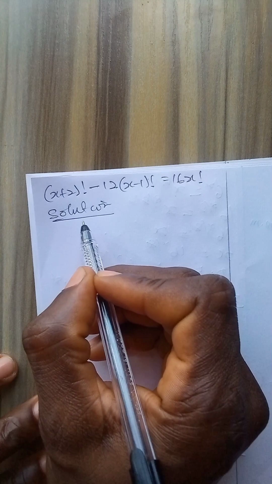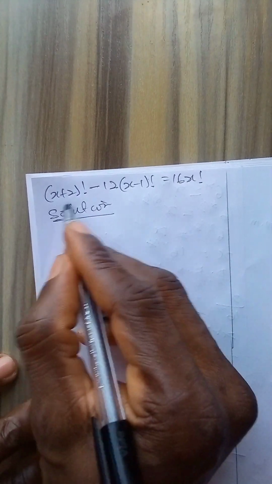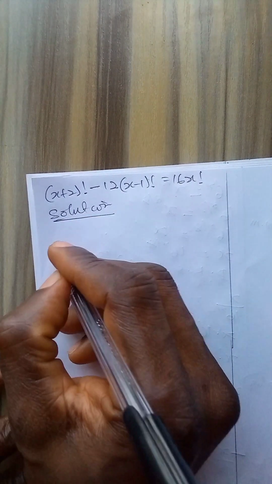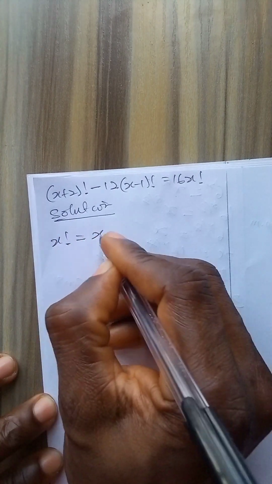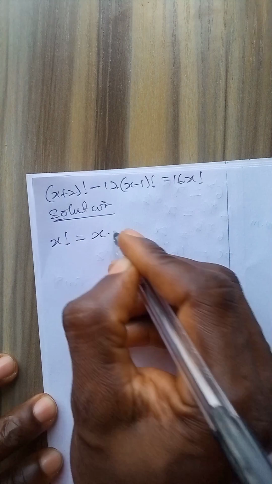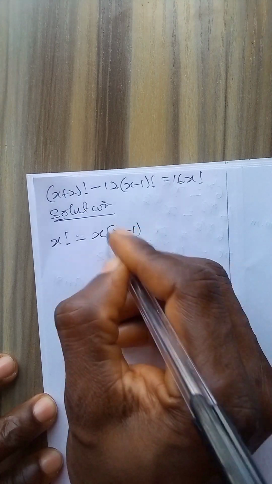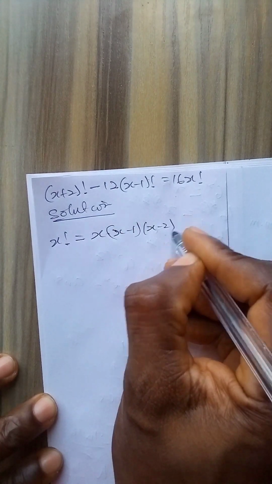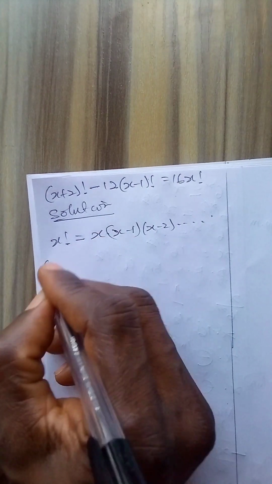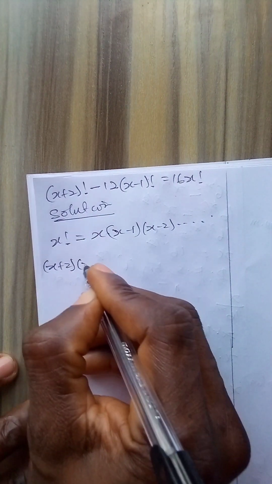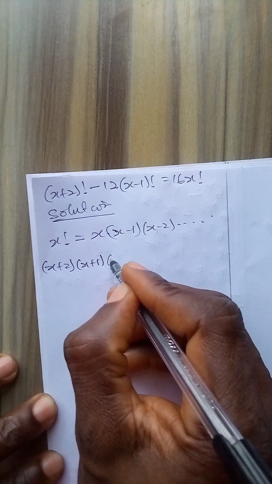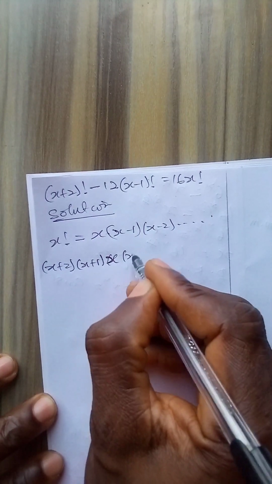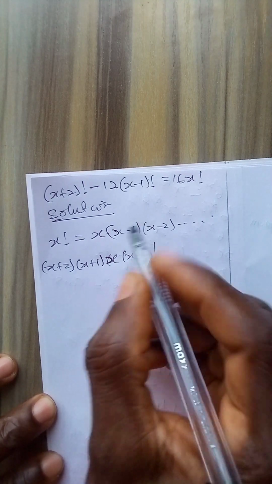Let us now solve this problem. But what do we know about the factorial? If I have x factorial, it is the same thing as x times (x minus 1) times (x minus 2). This part becomes (x plus 2)(x plus 1), because I'll keep on removing 1. Then I have x and (x minus 1) factorial.